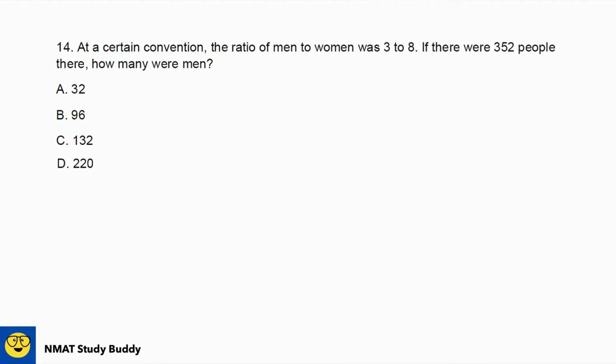Number 14. At a certain convention, the ratio of men to women was 3 to 8. If there were 352 people there, how many were men? So, lagay lang natin. Yung ratio daw ng men to women is 3 is to 8. So, bale, kung in terms of fraction, yung total nito, diba, 3 plus 8 is 11. So, kung in terms of fraction, yung men doon ay 3 over 11.